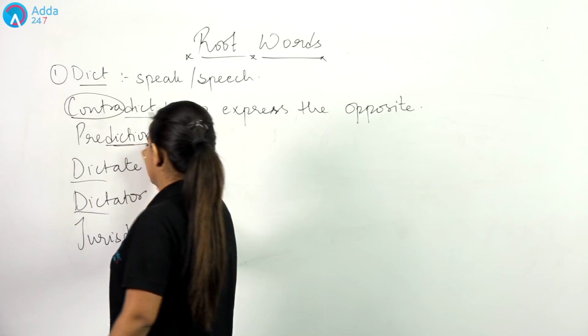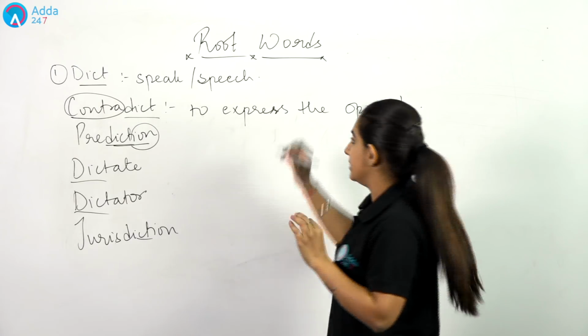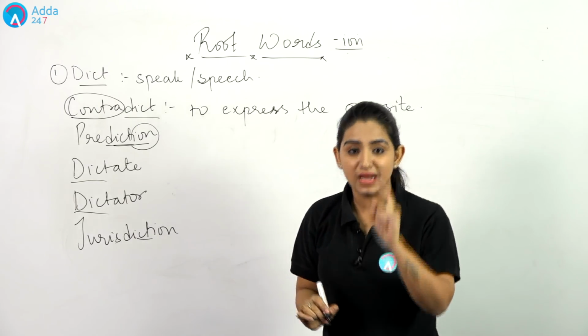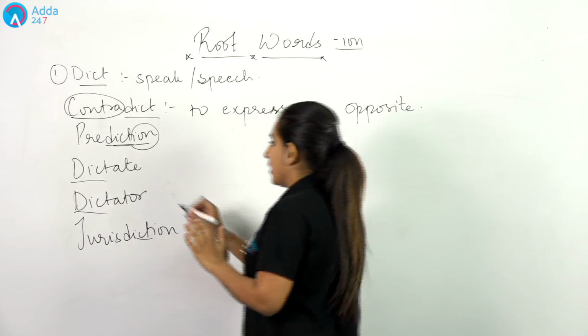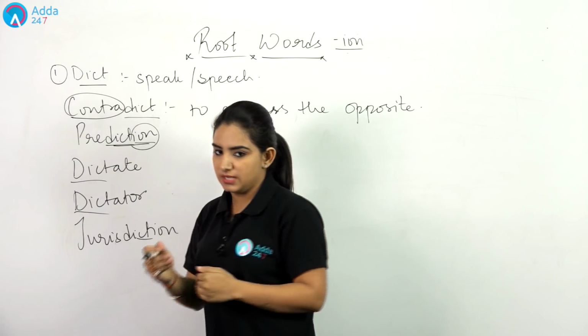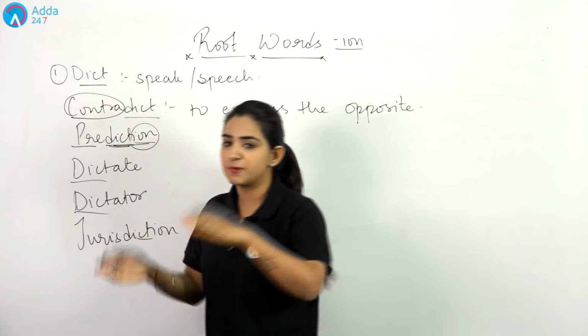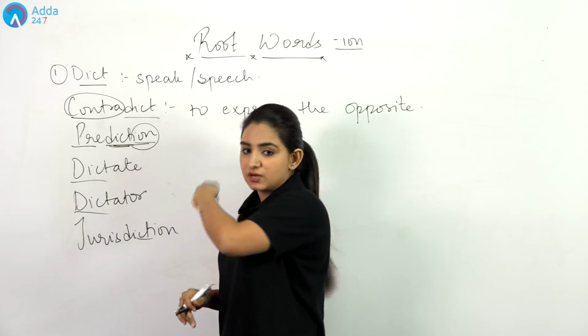Then we have prediction, I-O-N. The word ends with I-O-N, and every word that ends with I-O-N is a noun. That means it's a name of a process. Now you have I-O-N, which means it's a name. Dict means speak. Pre means before, right? Pre means before. So prediction, what does this mean?